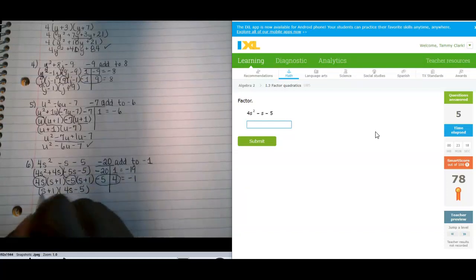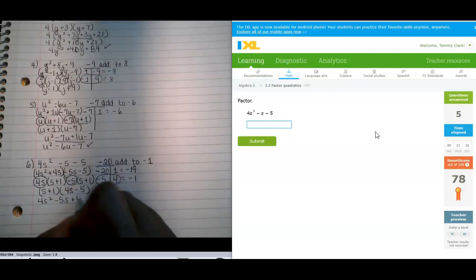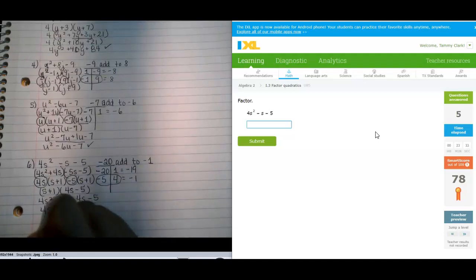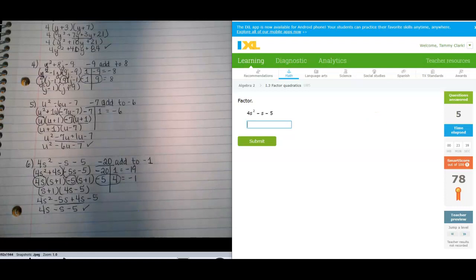Let's check it. s times 4s is 4s squared. s times negative 5 is negative 5s. 1 times 4s is positive 4s. 1 times negative 5 is negative 5. Combine like terms, so I have 4s squared minus s minus 5. And that's exactly what we started out with, so that's correct.